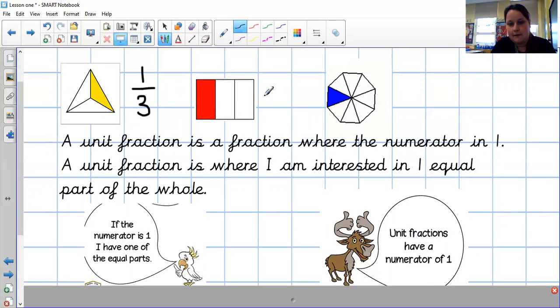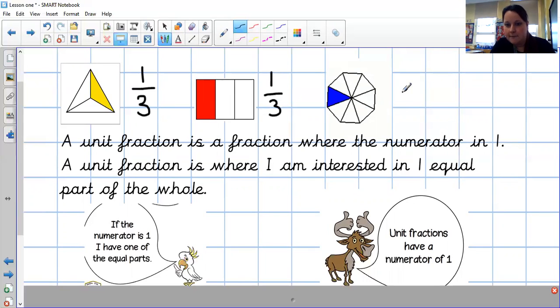So here, I'm going to start with my fraction line. My denominator, again, is 3 because I've got 1, 2, 3 equal parts. My numerator is 1 because I'm interested in one of those equal parts. It's a unit fraction because unit fractions have a numerator of 1.